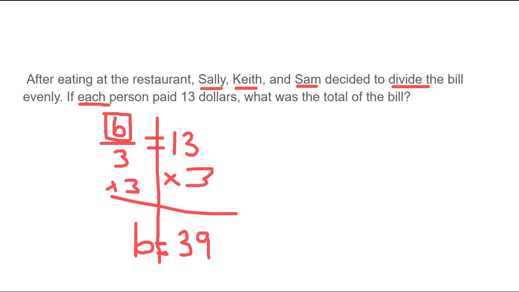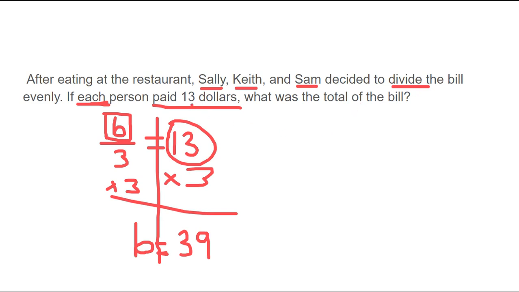And again, we're just really looking at some of those keywords that let me know what type of operation it's going to be. And also any words that indicate what the final amount is. So like, what is the number that's going to go by itself on the other side of the equal sign? In this case, it says, what was the total of the bill? That's kind of what we're trying to find out.